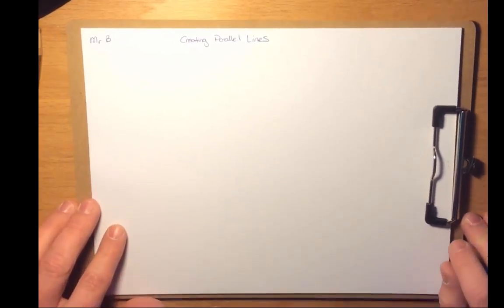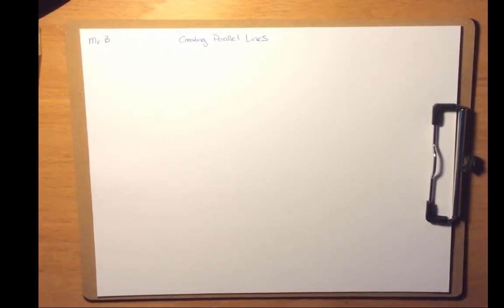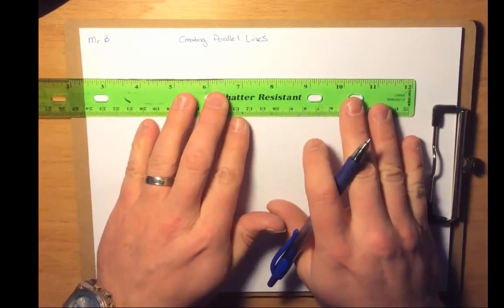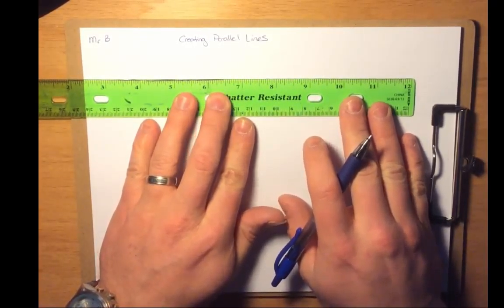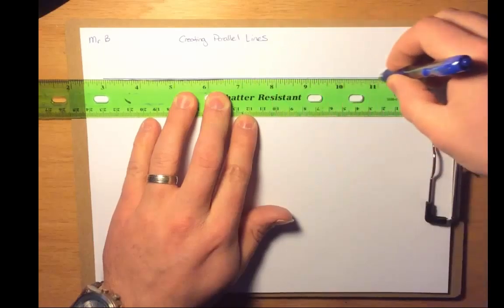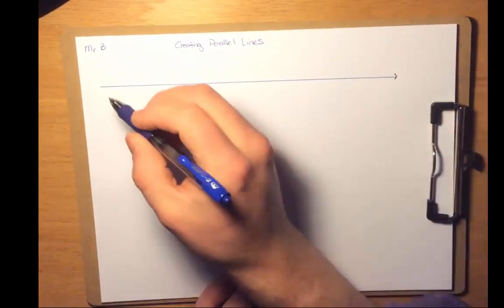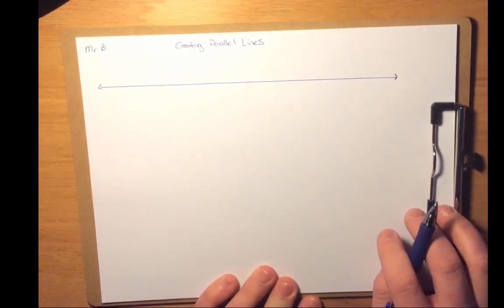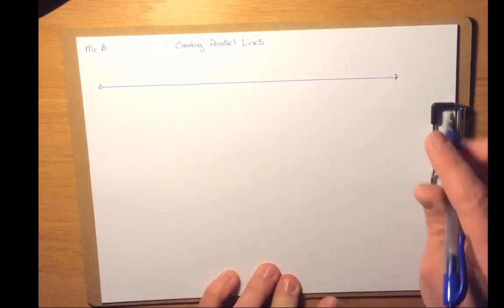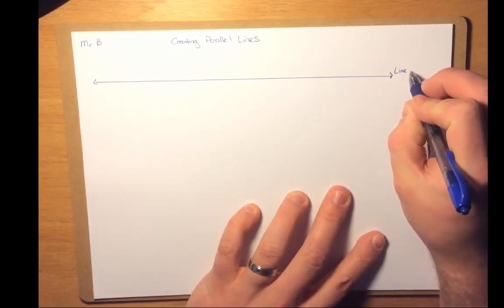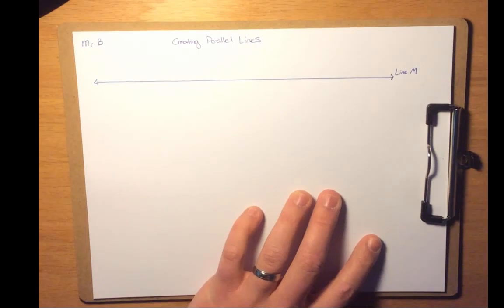All right, so that's what we're going to do this morning. So first thing I'm going to do is I'm going to go ahead and draw my first line all the way up here. I'm going to put arrows on the ends. And I'm going to call this line M.